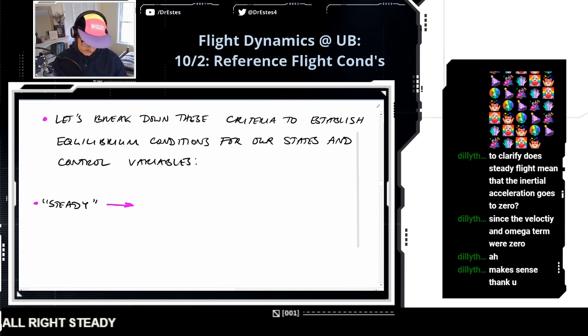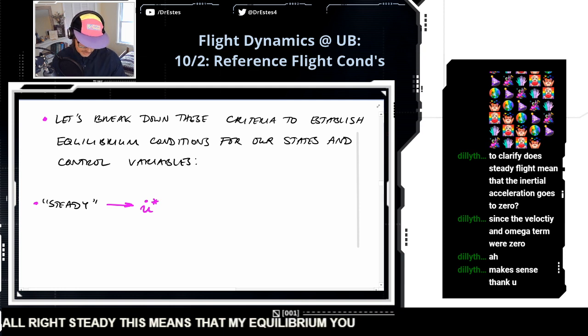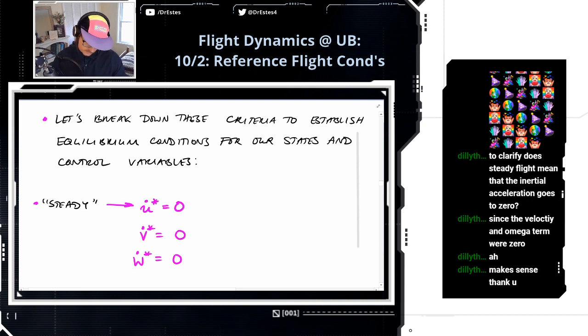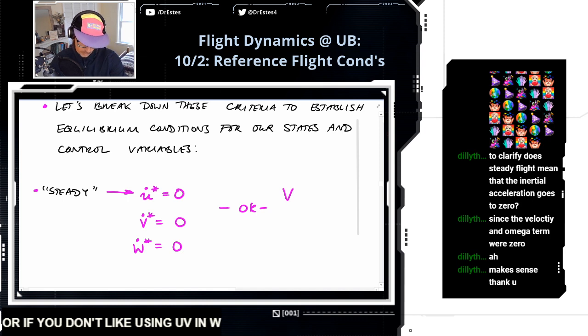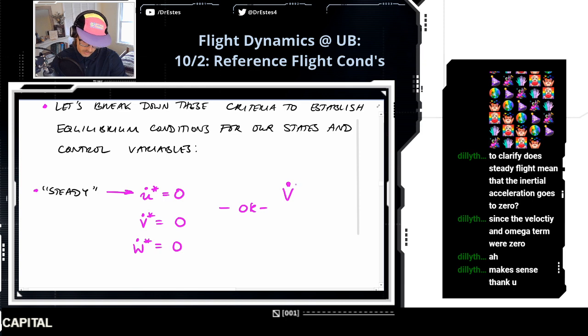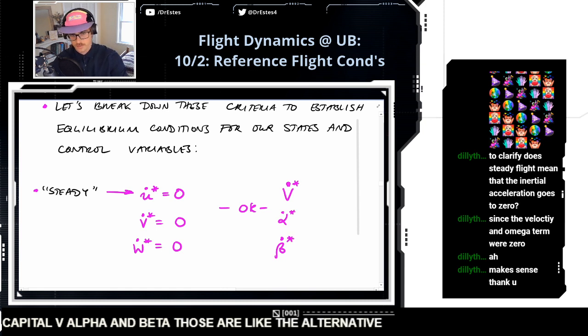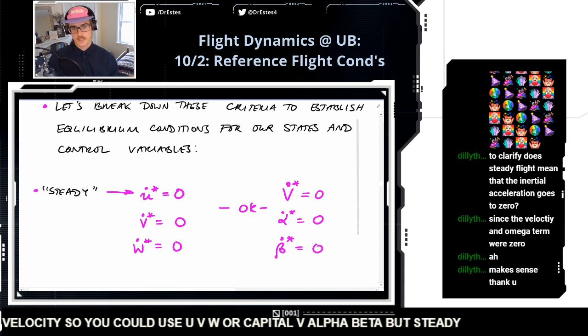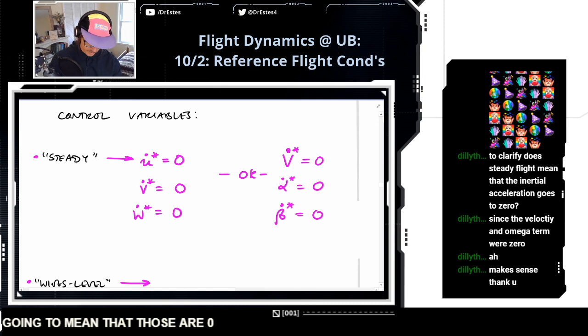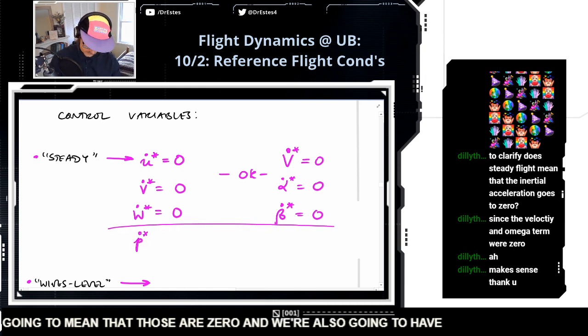All right, steady. This means that my equilibrium U dot condition is zero. Or if you don't like using U, V, and W, we know that we can substitute those states with capital V, alpha, and beta. Those are like the alternative states for that velocity. So you could use U, V, W, or capital V, alpha, beta, but steady in either case is going to mean that those are zero. And we're also going to have zero.